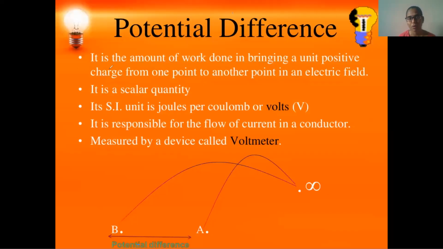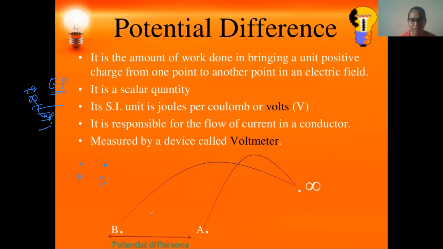Now see what is the potential difference. Before, what we learned is the electric potential. Electric potential means bringing a unit positive charge from infinity to a point in an electric field. Now, electric potential difference is the difference between two ends. From infinity to that point is nothing but electric potential. From one point to another point is nothing but potential difference.